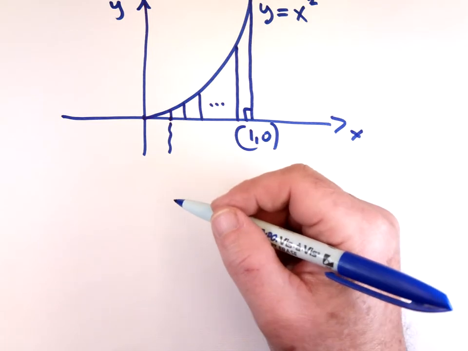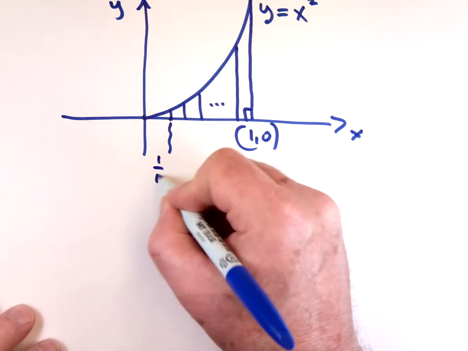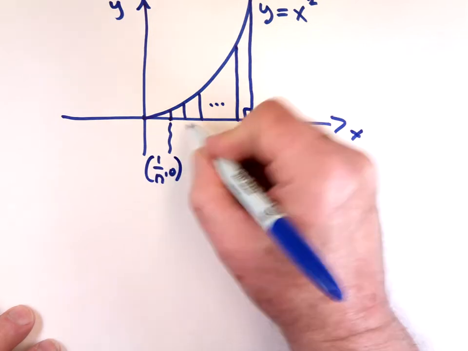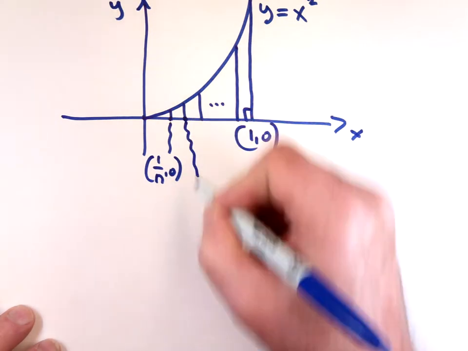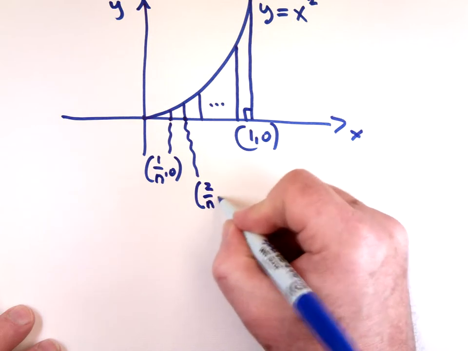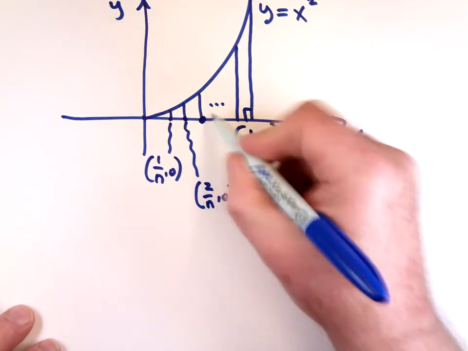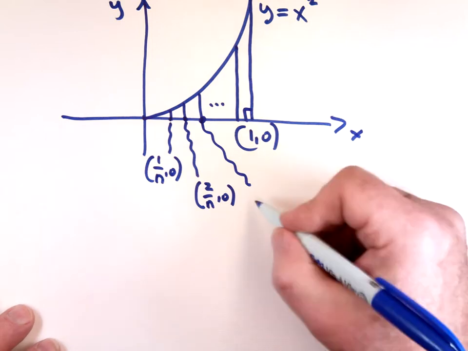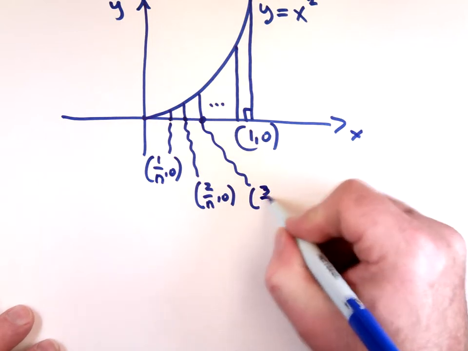What would the coordinates of this point be right here? Very nice, thank you. And what would be the coordinates of this point right here? 3 over n. If I divide this up into n equal parts, the width of each part is going to be 1 over n.